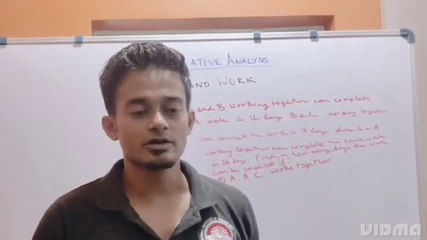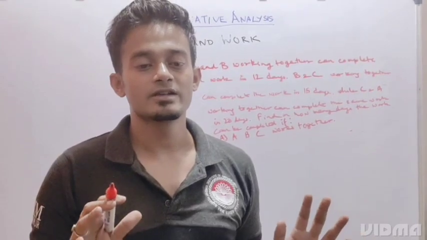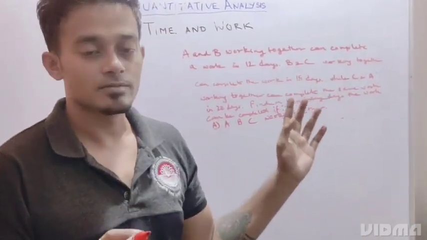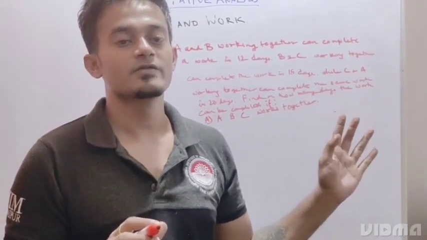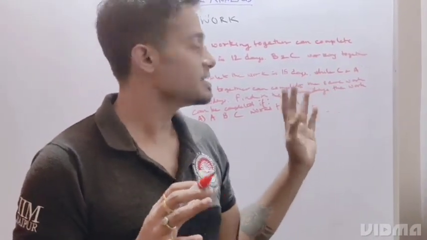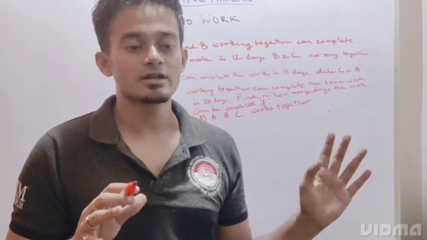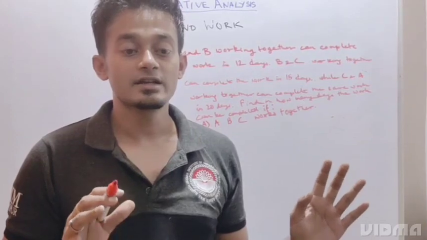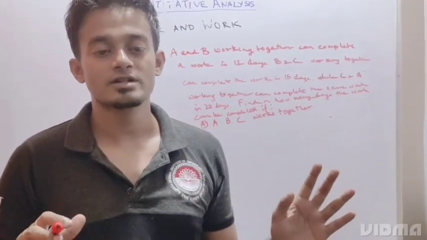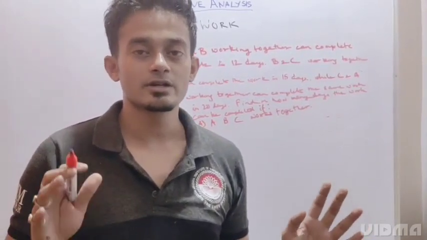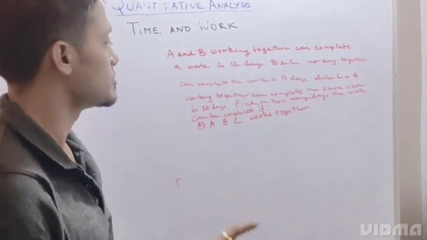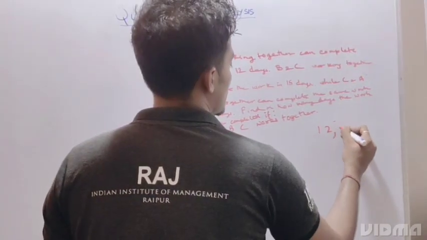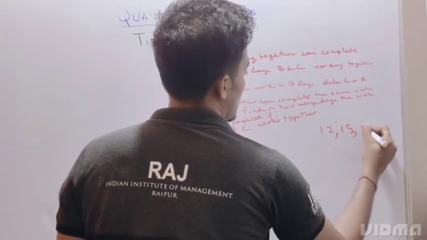A and B working together can complete a work in 12 days. B and C working together can complete the same work in 15 days. While C and A working together can complete the same work in 20 days. Find in how many days the work can be completed if A, B, C are working together. Okay, so let's first find the LCM of 12, 15 and 20.